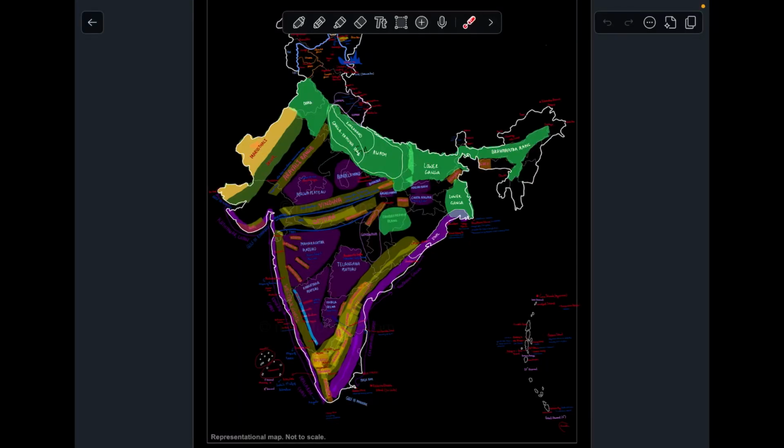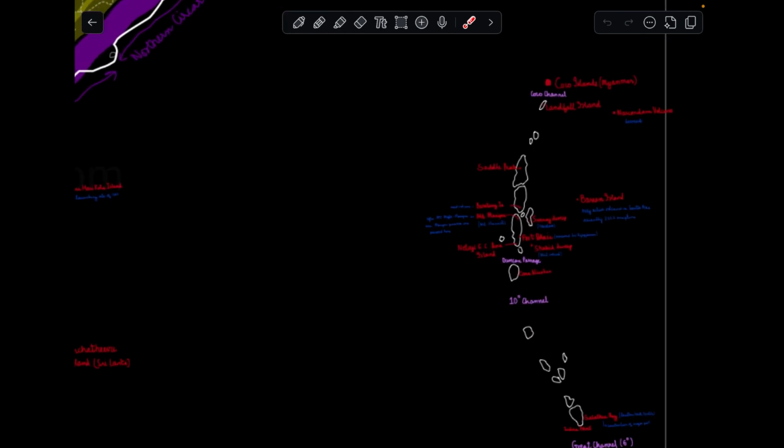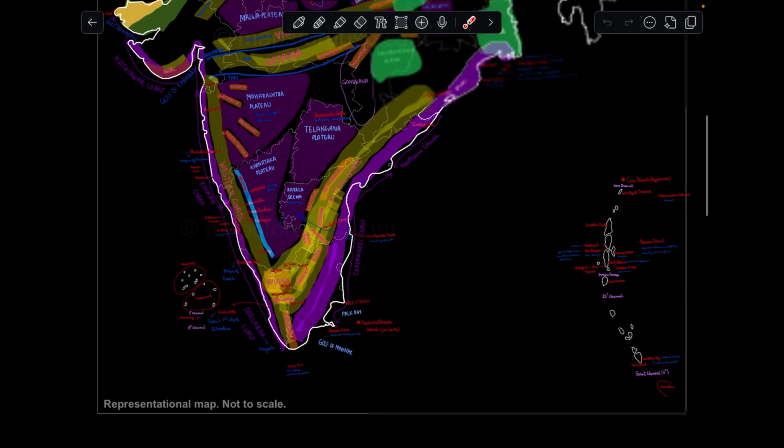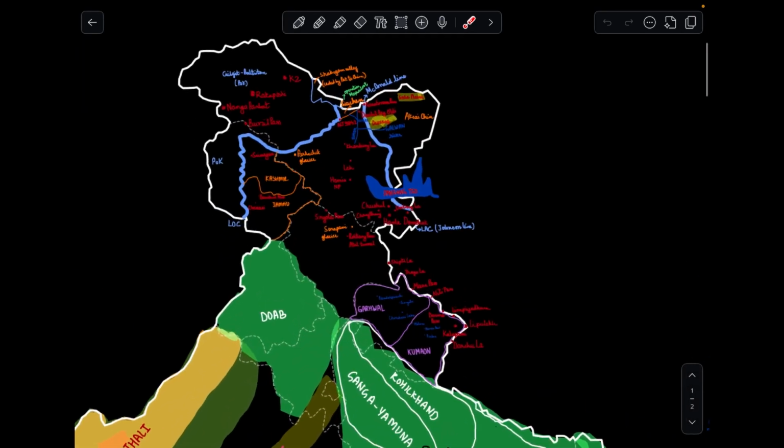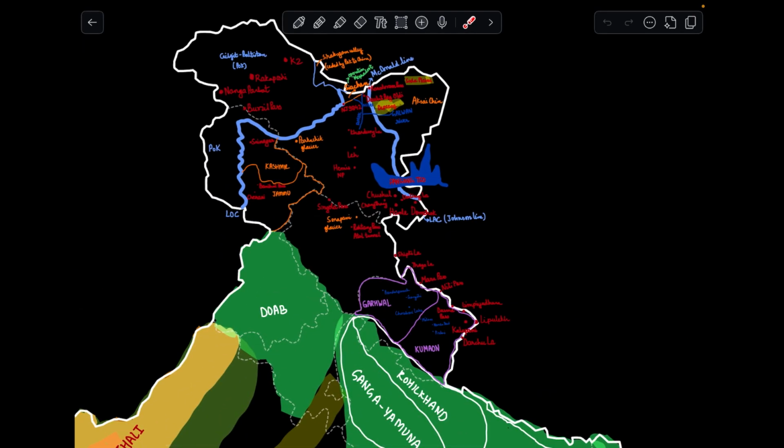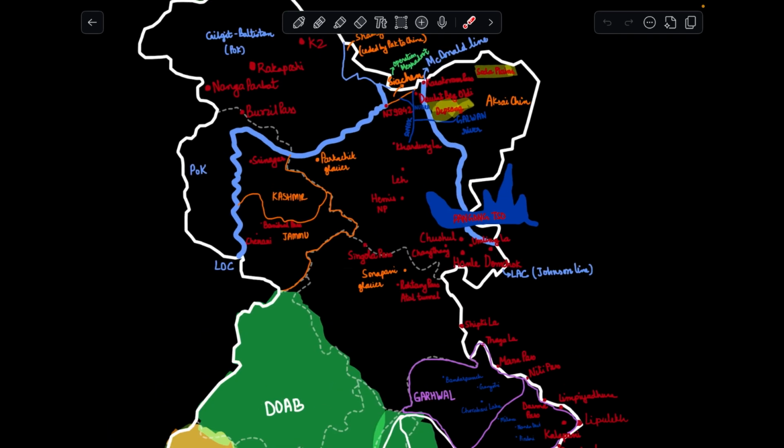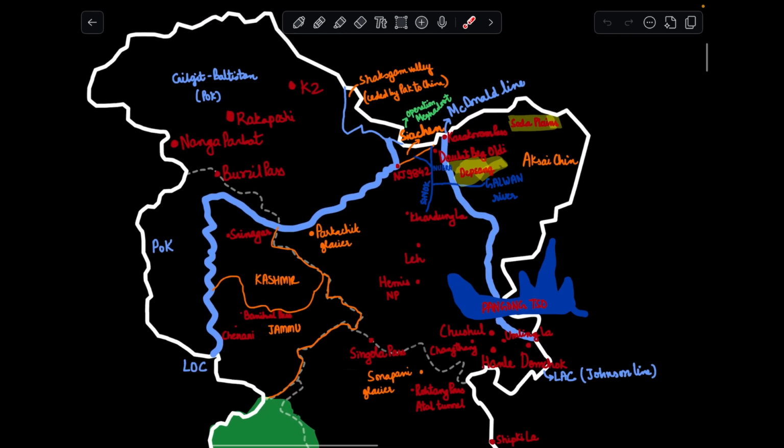And today we're going to read about the strategic locations in the Union Territory of Jammu and Kashmir as well as Ladakh. So, this is a strategic location map as well as the terrain map which I've drawn. We've read about Andaman and Nicobar in our previous video. So, let's get started about Jammu and Kashmir as well as Ladakh. This is a schematic map over here.